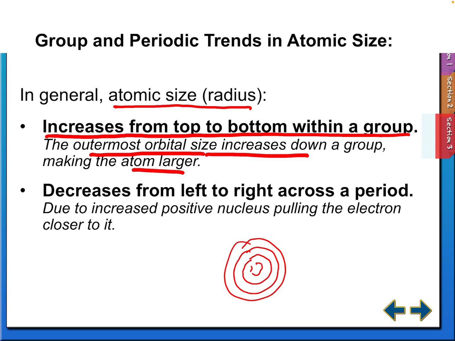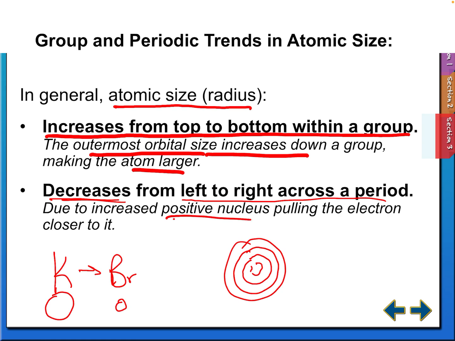Now here's a strange part. As you move from left to right across a period, you're actually getting smaller. So as I move from, let's say, potassium across all the way to bromine, potassium is going to be a lot bigger than bromine. And this is because there's an increased positive pull from the nucleus, bringing the electrons closer to it.